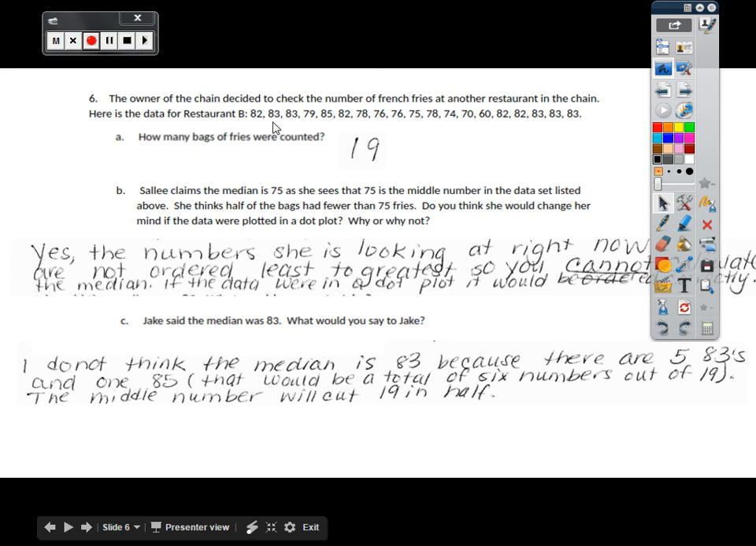And they actually look like the largest numbers in the data set, so there's really no way that could be the middle. I do not think the median is 83 because there are 5 83s and 185. That would be a total of 6 numbers out of 19. The middle number will cut 19 in half.